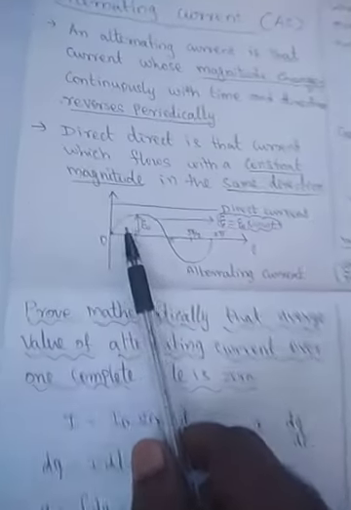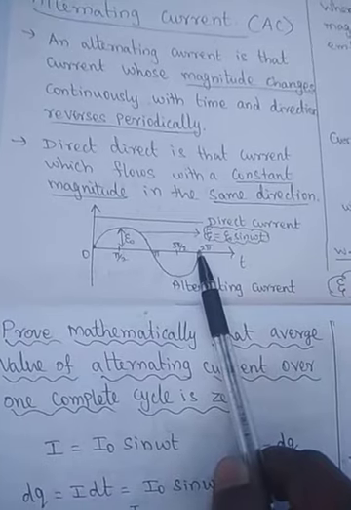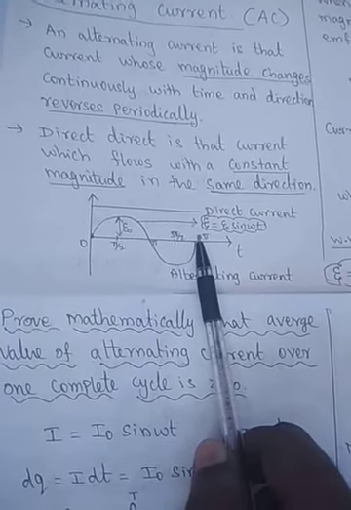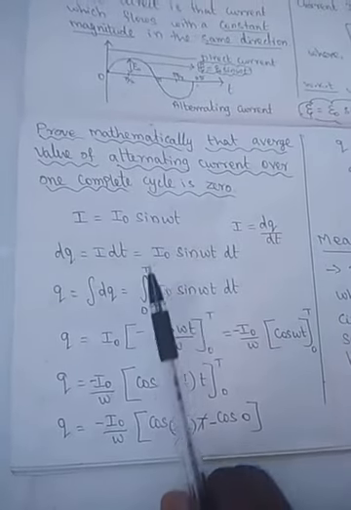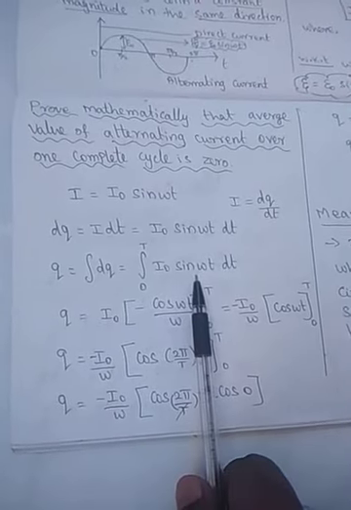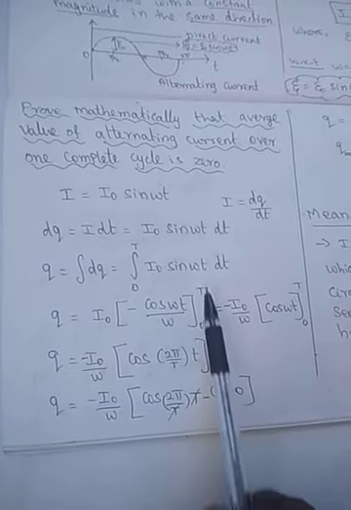So in this curve, 0 is the starting time, and for one complete cycle of 2 pi, the time taken is T, the total time period T. So we have to put limits 0 to T. I naught is taken outside, sin omega t, the integration of sin omega t is minus cos omega t by omega. So lower limit, upper limit.